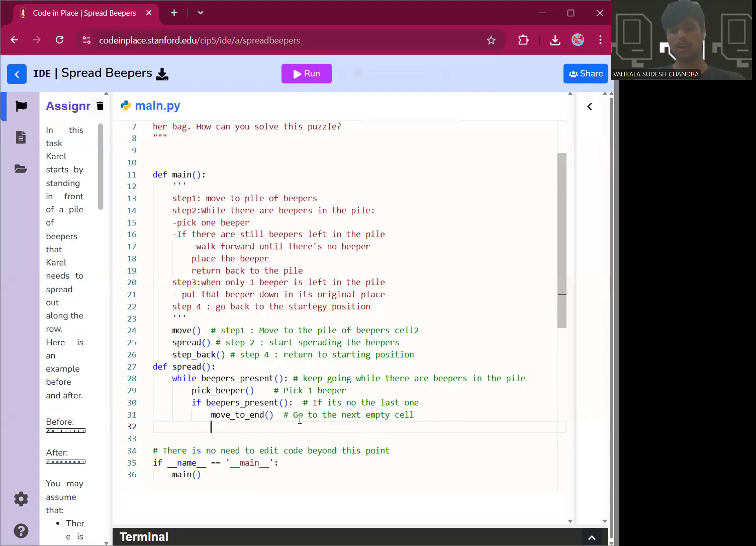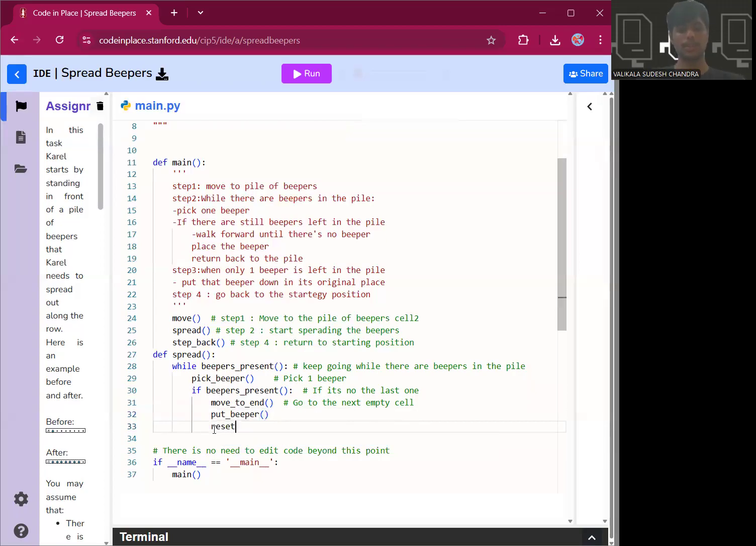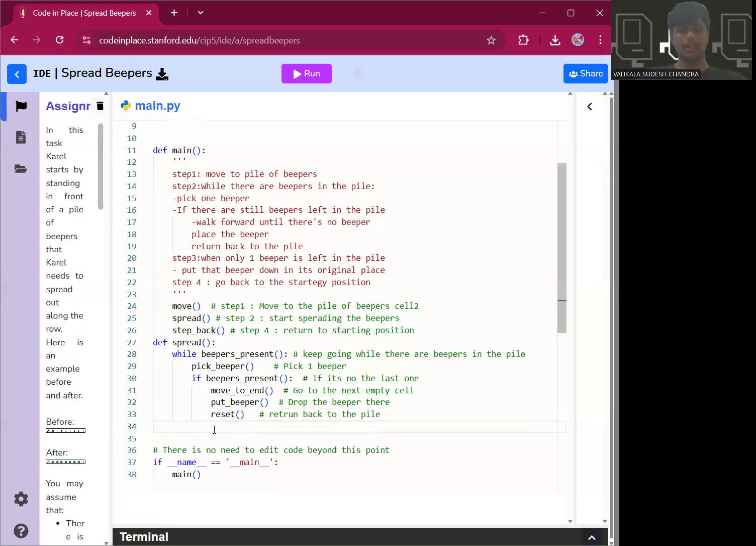Once we have gone to the last cell, you just need to put the beeper. Putting the beeper means dropping the beeper there. Once you have placed it, go back to the start. Now after that, put beeper. That means placing the last beeper at cell 2.